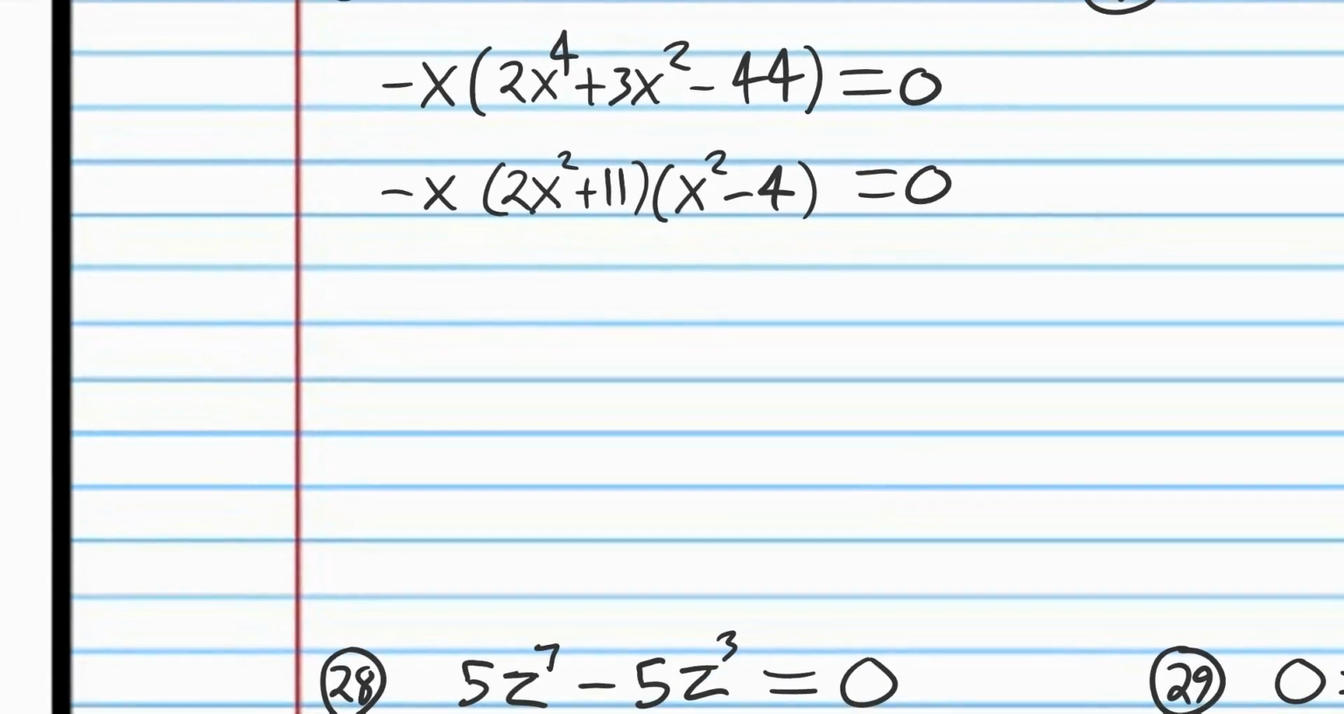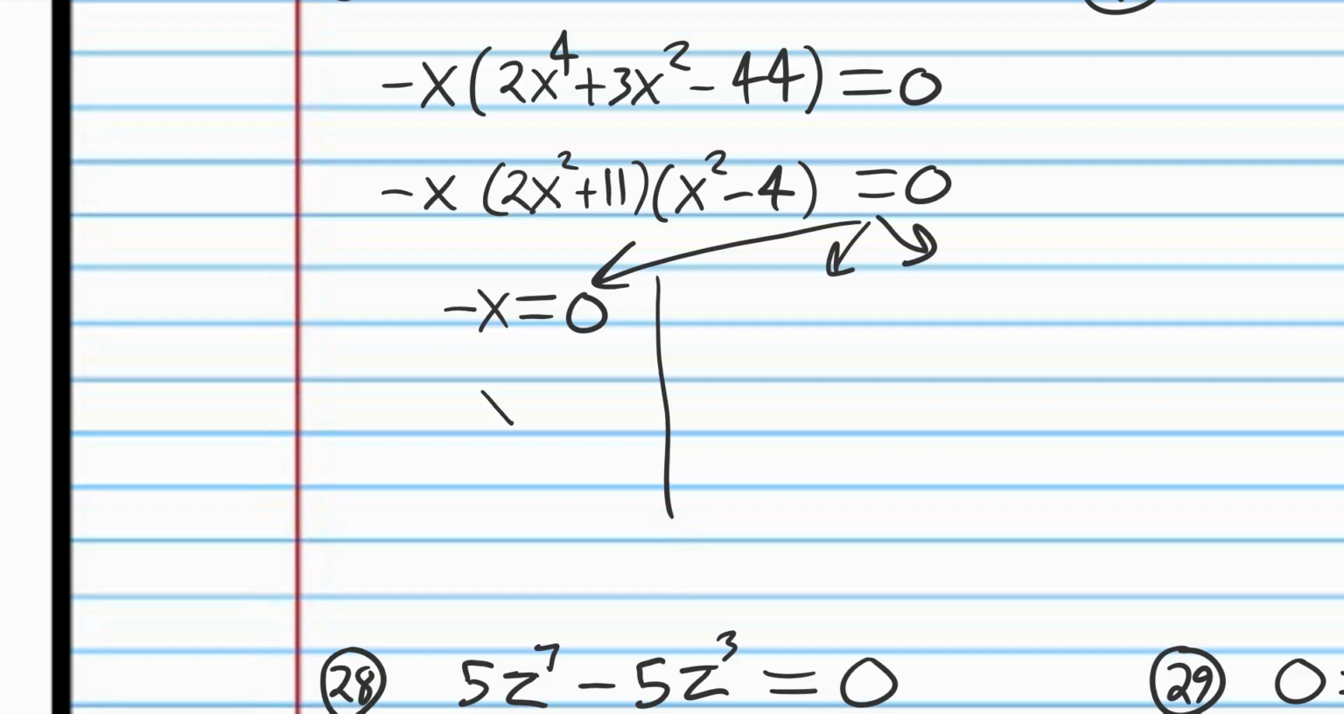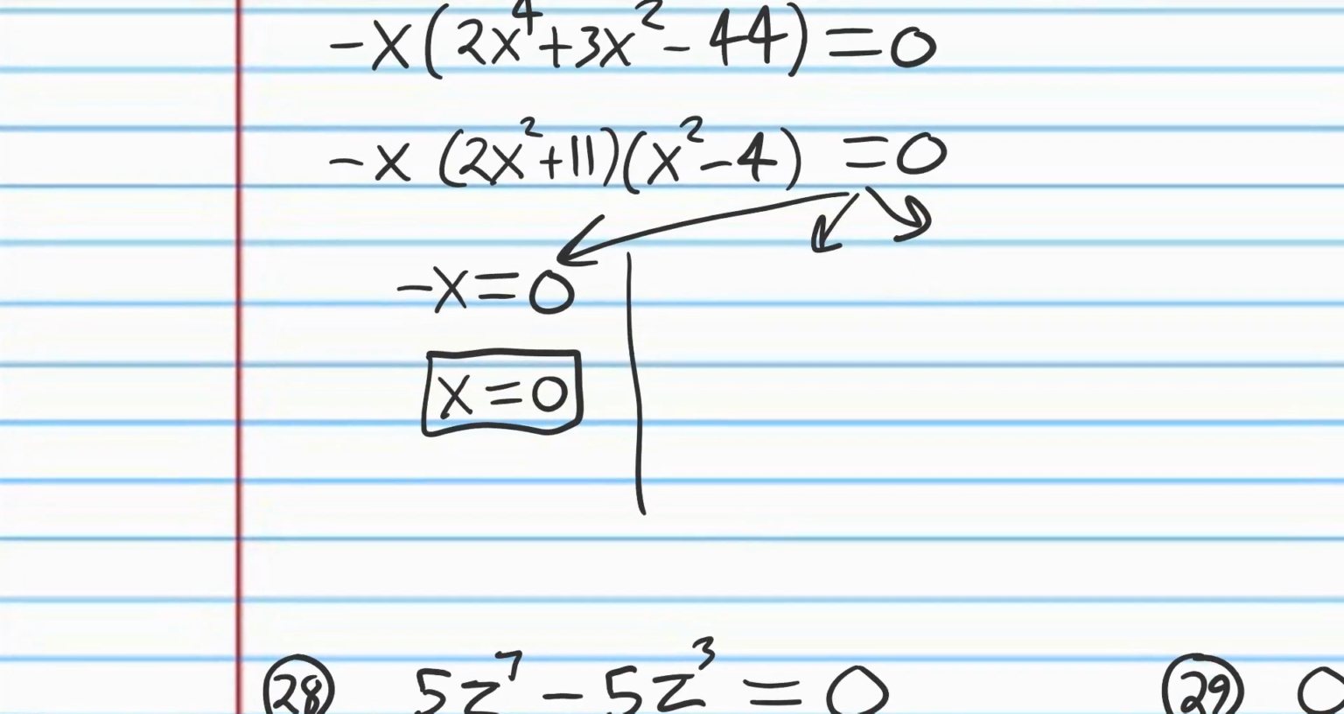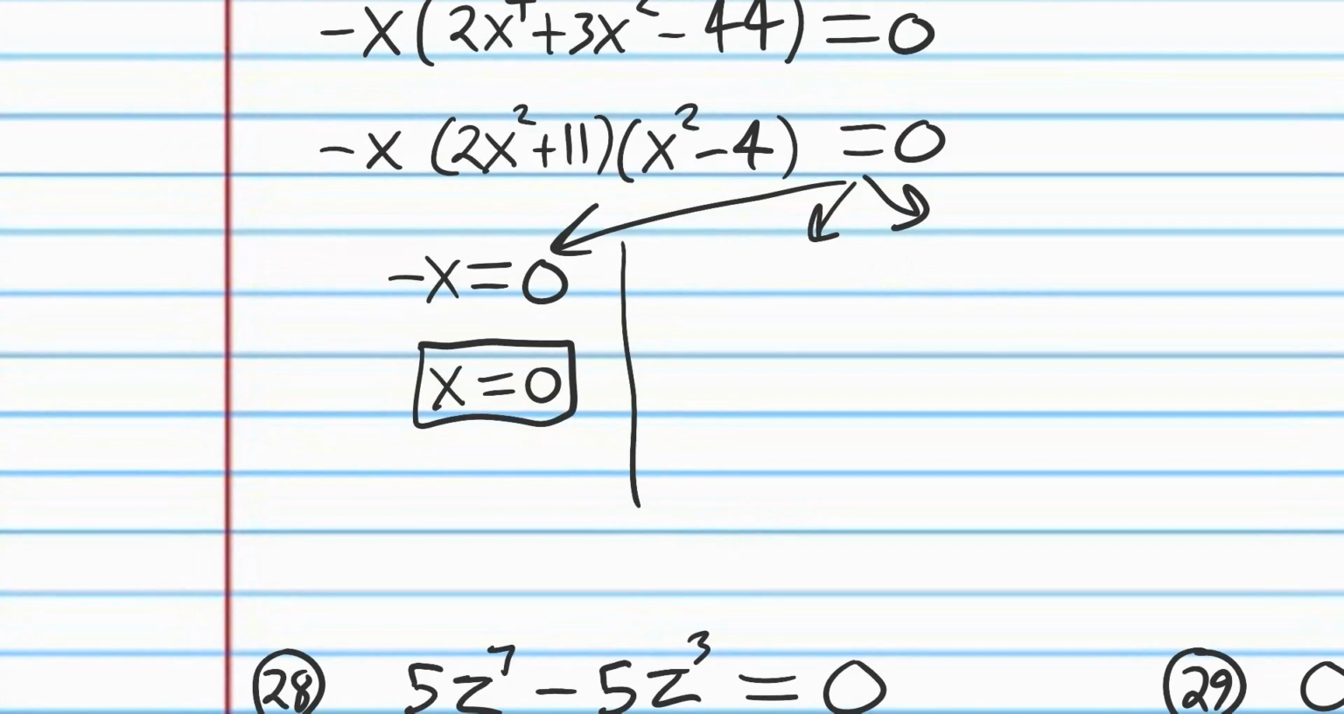So let's break this up. This is going to be some interesting stuff here, so we got to pay attention to what we're doing. So negative x, that's a monomial. We're going to set that equal to 0. And of course, that just means x is equal to 0. Whenever you have a monomial with a variable in it, it just means x is 0. And here we have 2x squared plus 11 is equal to 0.